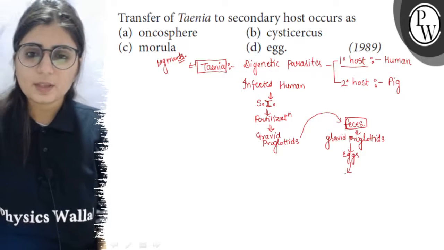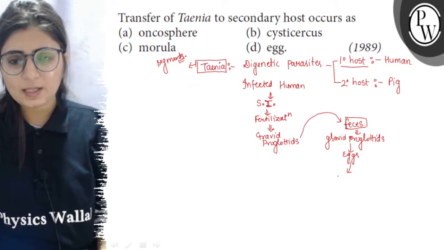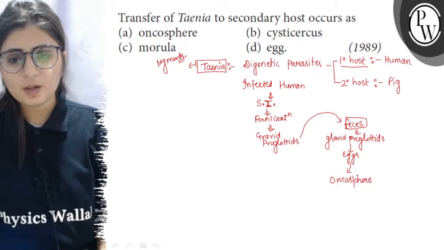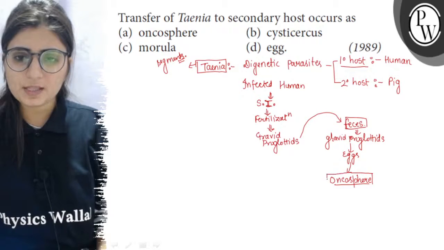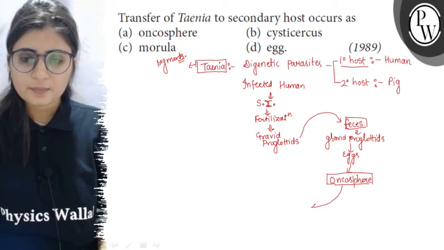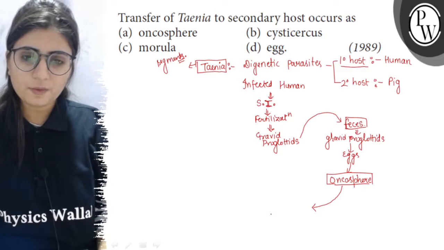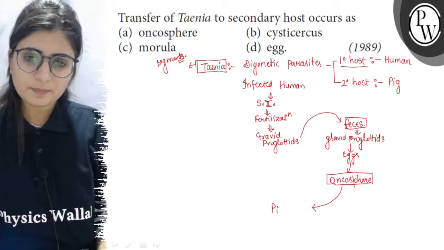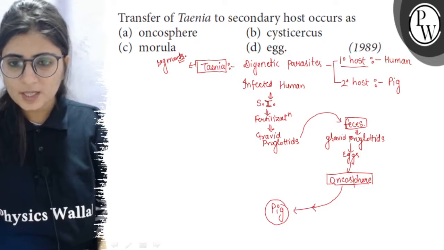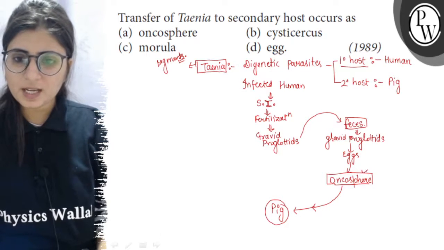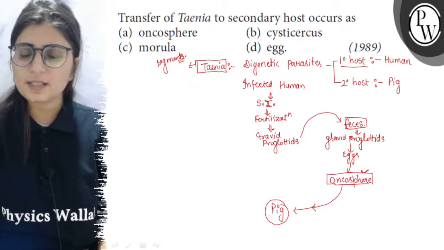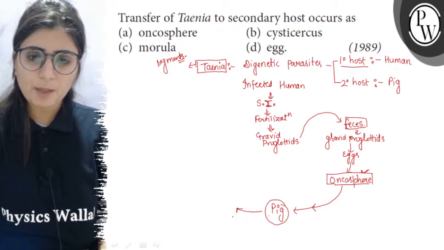Now the eggs, they undergo hatching and they form the first larval stage, which is called the oncosphere. Now this oncosphere is a membranous larval stage. Now what happens? This oncosphere enters the body of the secondary host, which is the pig. So when a pig feeds on the feces of human beings, these feces are having this first larval stage, which is the oncosphere.